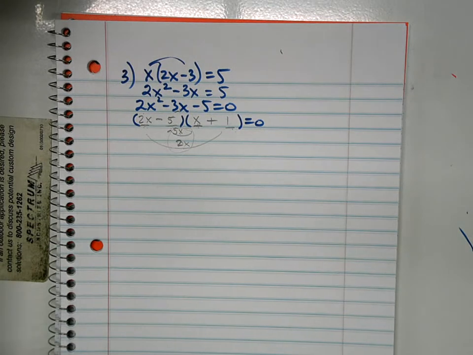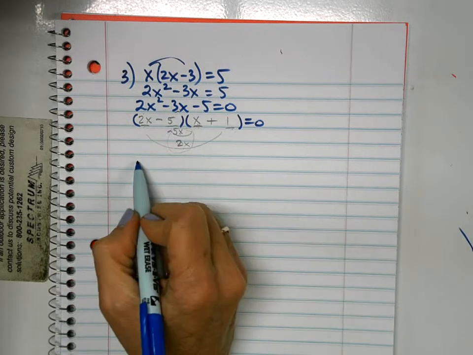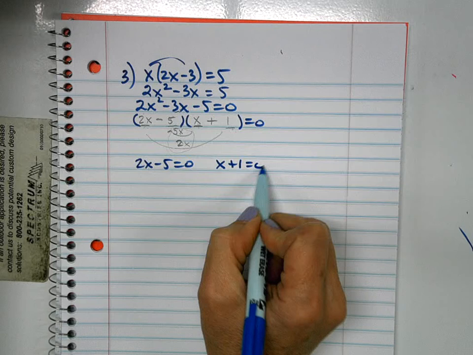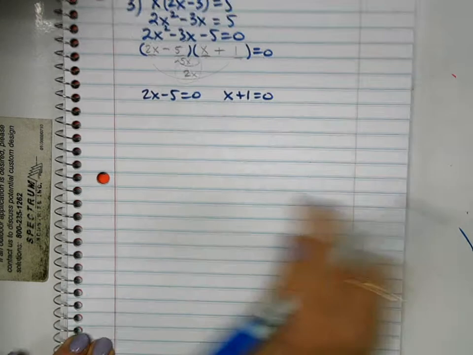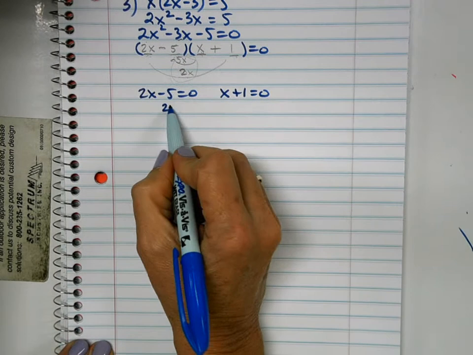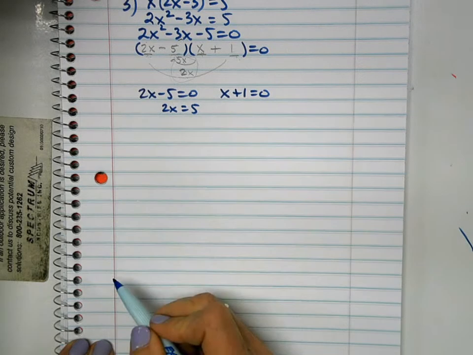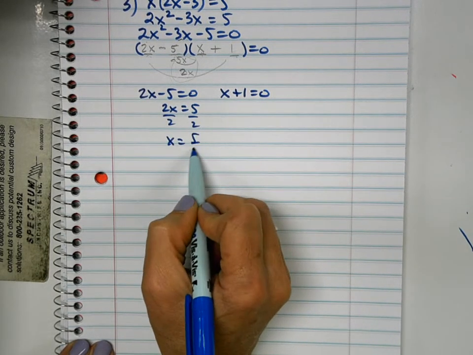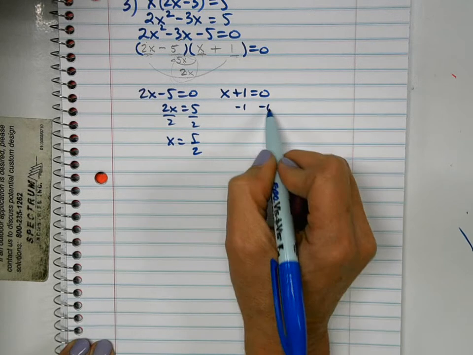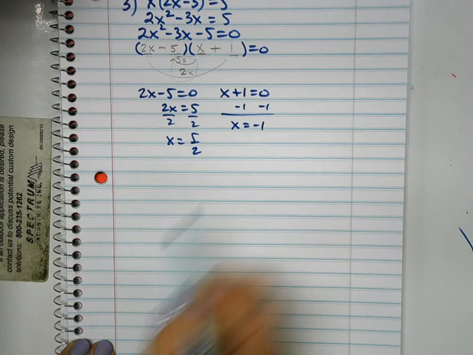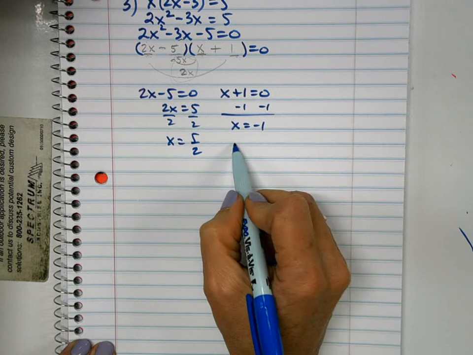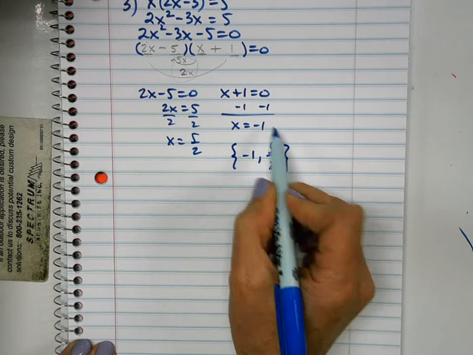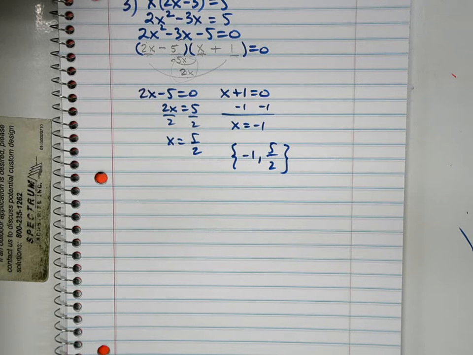Once you have that factored, then set them each equal to 0. 2x minus 5 equals 0. x plus 1 equals 0, using the zero product rule. Add the 5. Divide by 2. And 5/2 is one of the solutions. Subtract the 1. Negative 1 is the other. And again, if you see the answer, it's going to be expressed like this. But as I said, I'm good with you guys just circling that, saying those are the two answers.